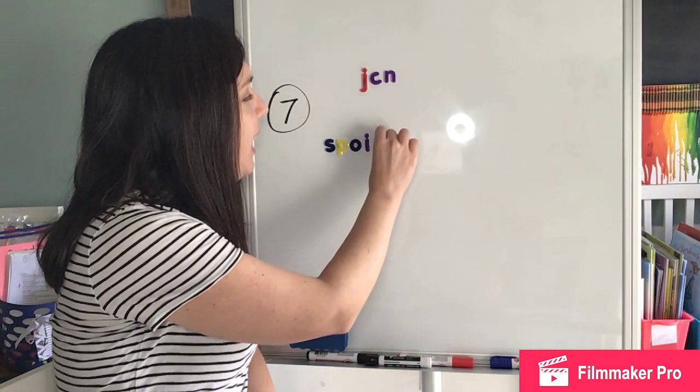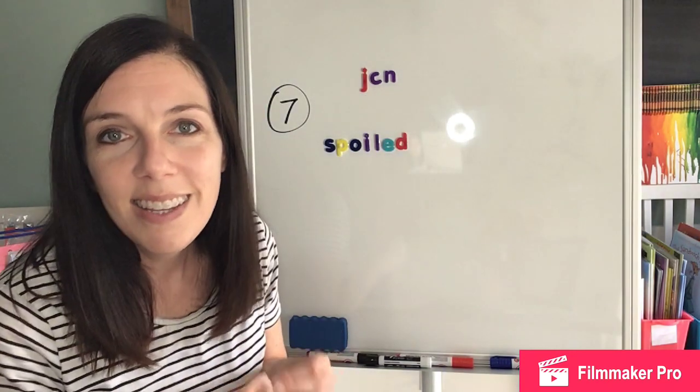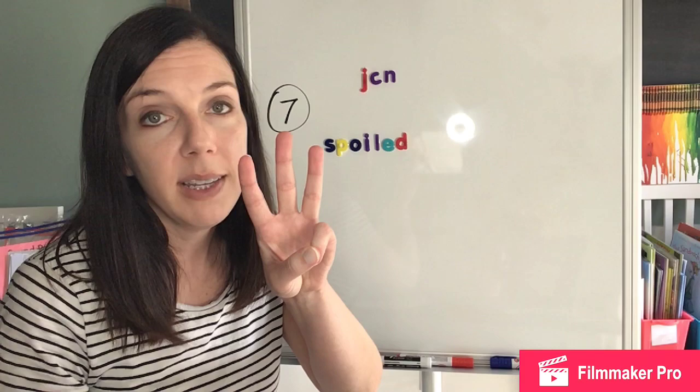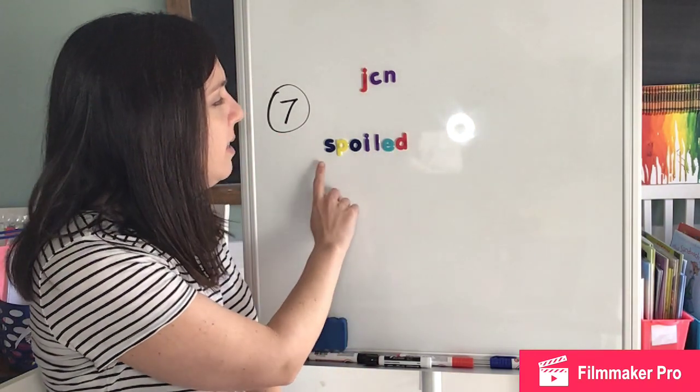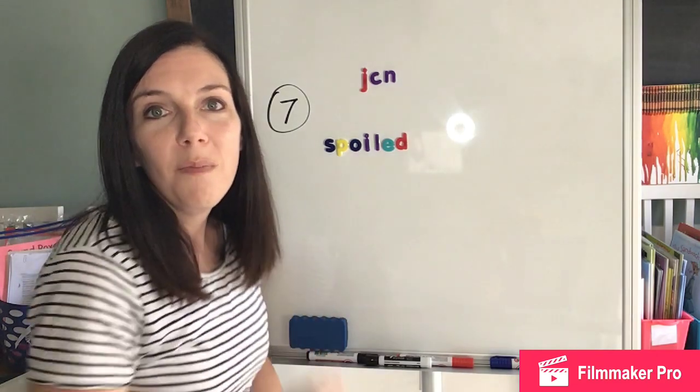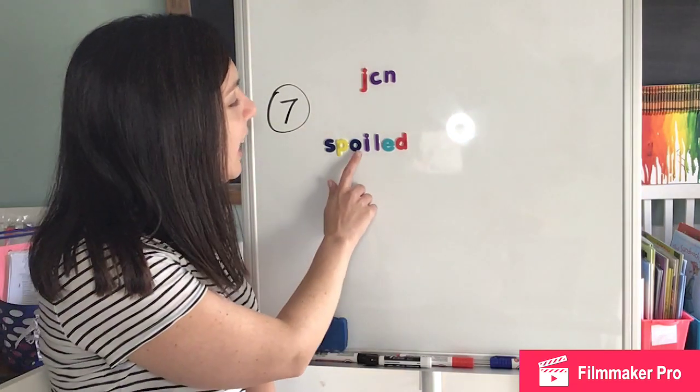So if I add that E, it's still going to make just that D sound because ED can make three different sounds, and D is one of them. So here it's saying that D sound, spoiled. Very good. So we spell spoiled, S-P-O-I-L-E-D.